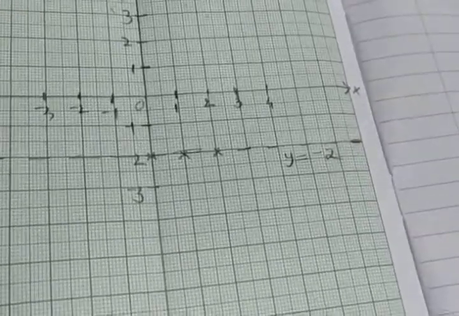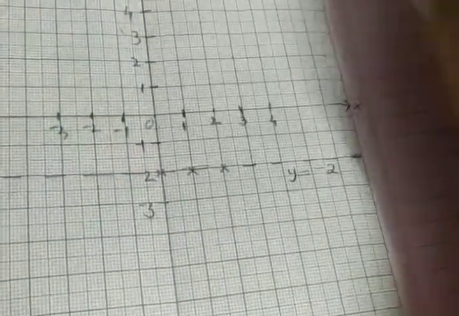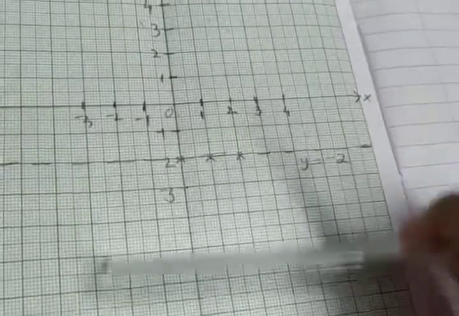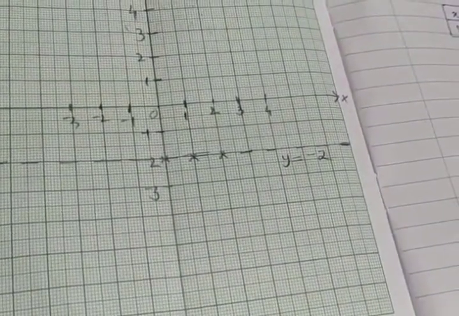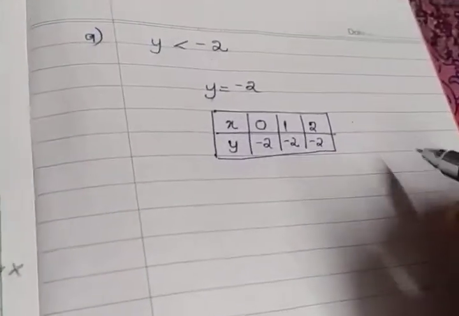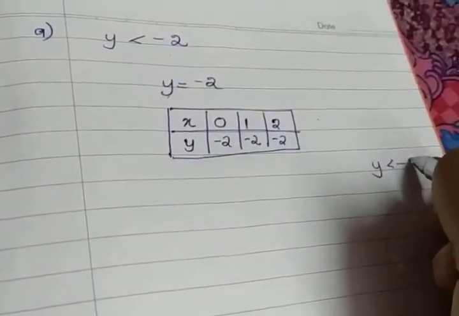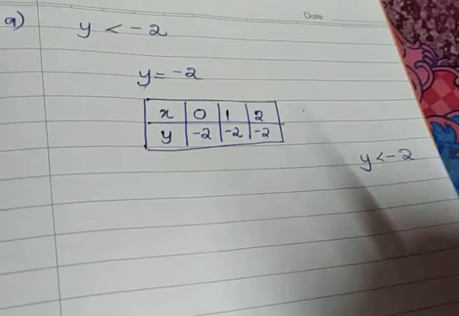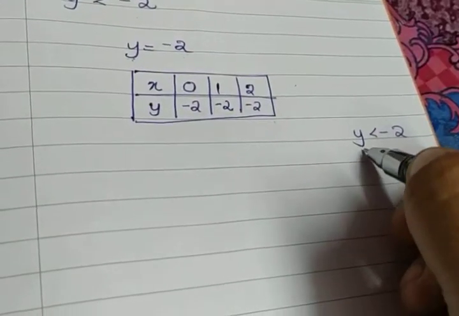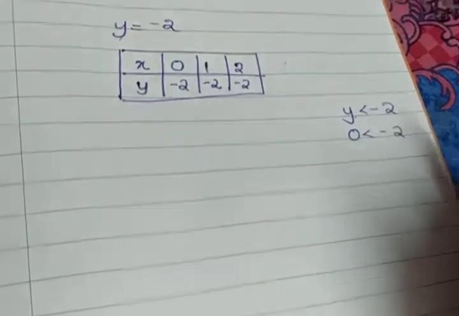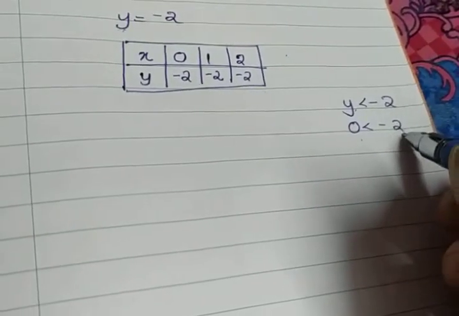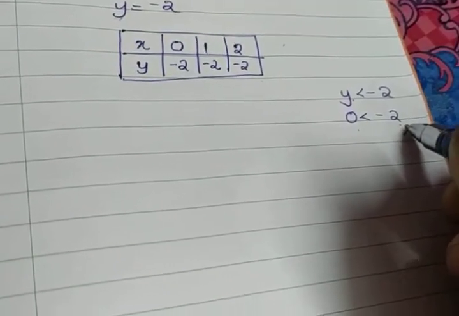Again, this line divides the plane into two, one to the top of the line, and the second one to the bottom part. Where will be the solution? Take the inequality. The inequality is y less than minus 2. If I put the value of x and y as 0, no x is there in the inequality, so put the value of y as 0. So 0 less than minus 2. Is it correct? 0 is a number less than minus 2? No, this inequality is wrong, isn't it?